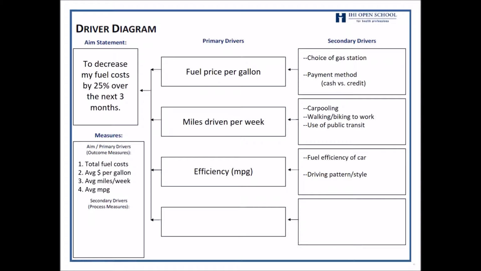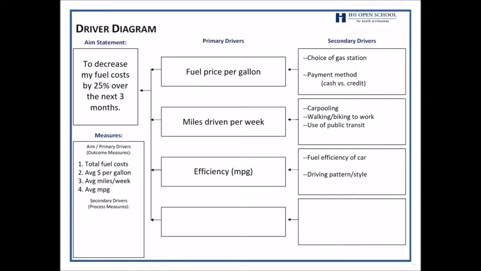But you can see that each one of those outcome measures would take a while to gather data on. If we're looking at average miles per week, you're going to have to measure for a whole week at a time before you get that data. If you look at your total fuel costs, well, that's going to be for some period of time that's likely going to be a week or 2 weeks or a month. It's going to take a while to gather that data. If you look at our secondary drivers, though, those are things that you can measure much more quickly.